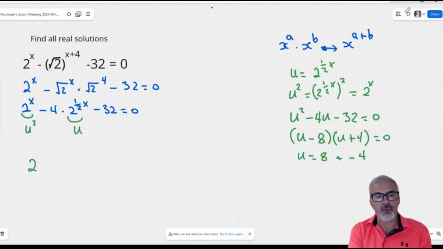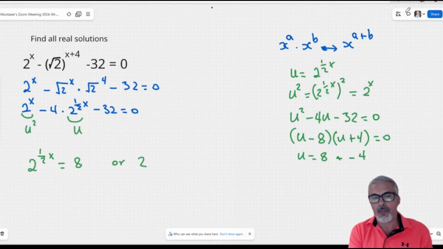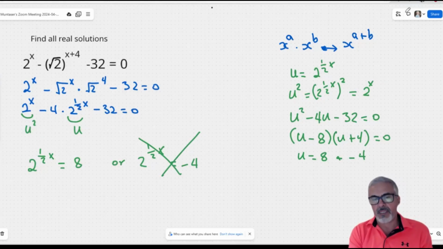And we know, of course, u is 2 to the half x. So basically, we could say 2 to the power of half x equals 8, or 2 to the power of half x equals negative 4. And this here is going to give me no solution because we cannot raise a number to any power to get a negative answer. That's impossible.